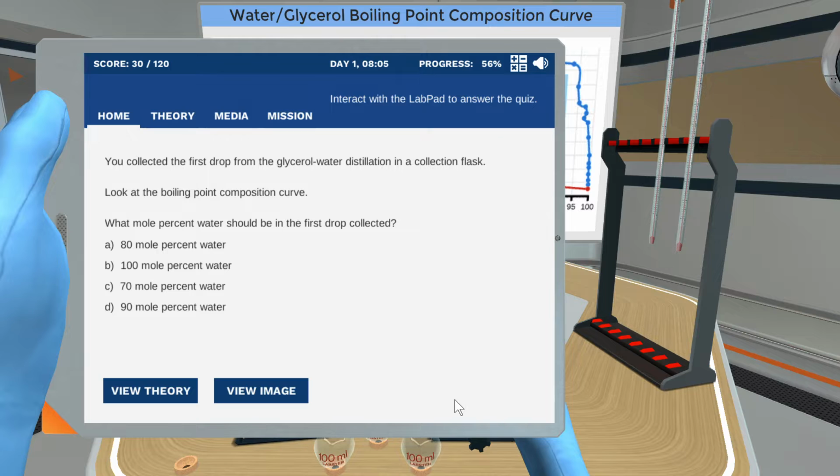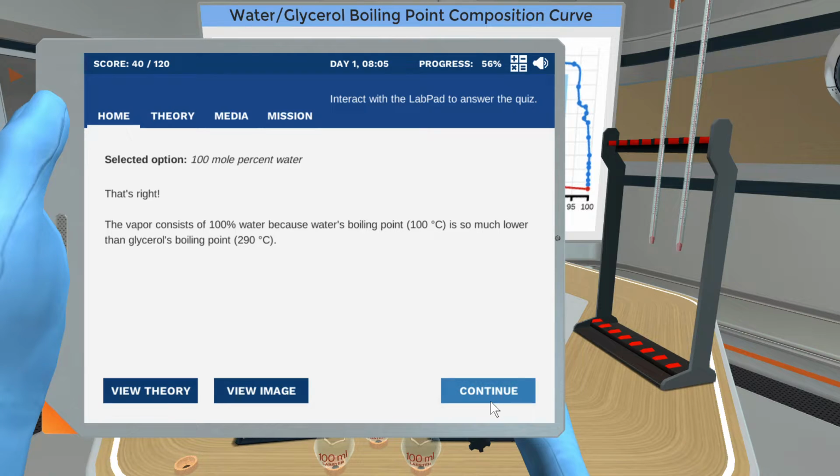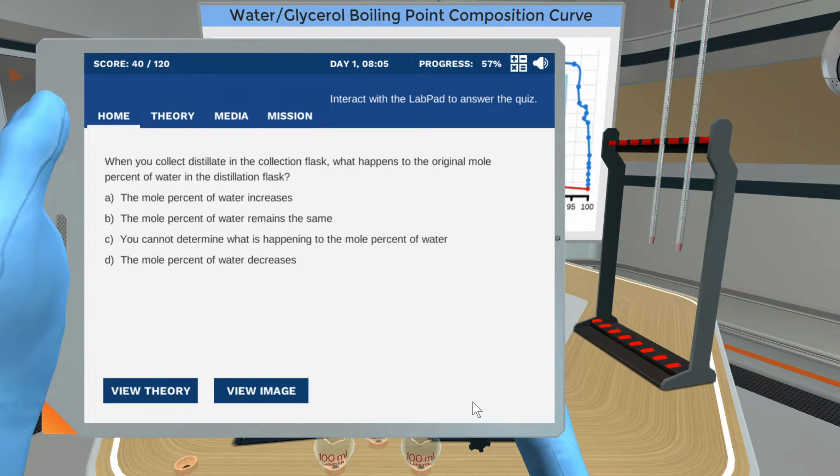You collected the first drop from the glycerol water distillation in a collection flask. Look at the boiling point composition curve. What mole % water should be in the first drop collected? That's right. The vapor can be richer in water. When you collect distillate in the collection flask, what happens to the original mole % of water in the distillation flask?